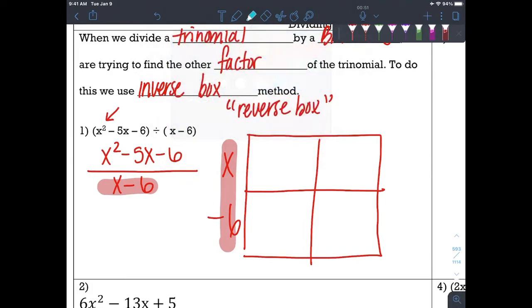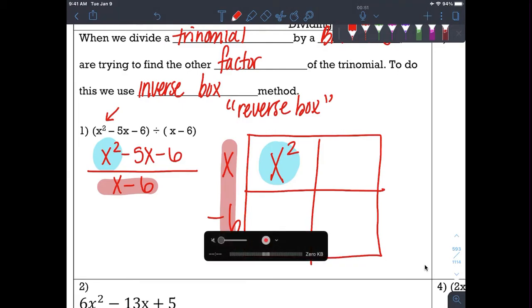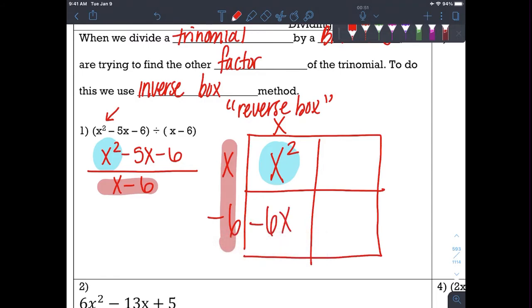Now, I take the very first term and plug it into the very first box. What I'm trying to do is work backwards to figure out what the other side would be, these terms up here. I see here that I have x. X times something is equal to x squared. Well, that's x. Now I have x times negative 6, which gives me negative 6x.